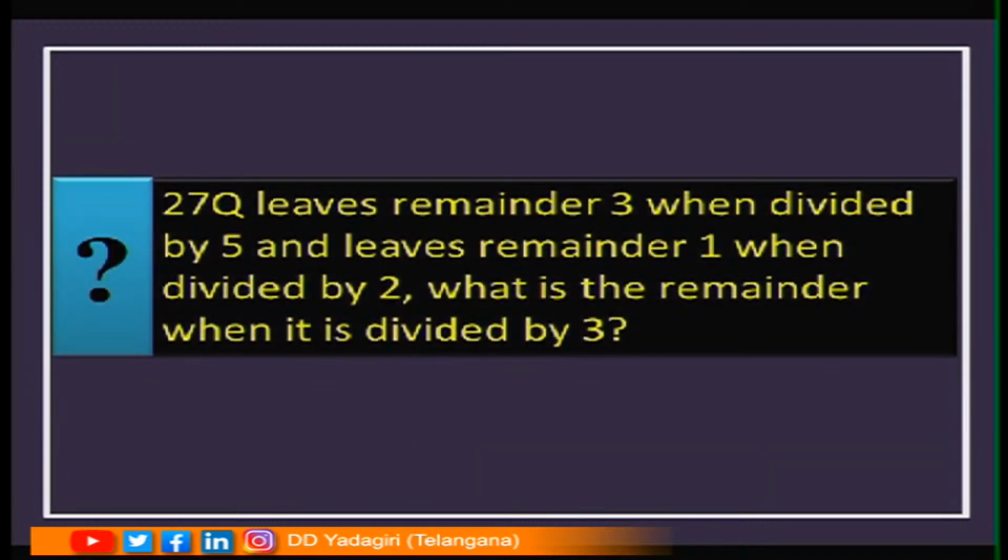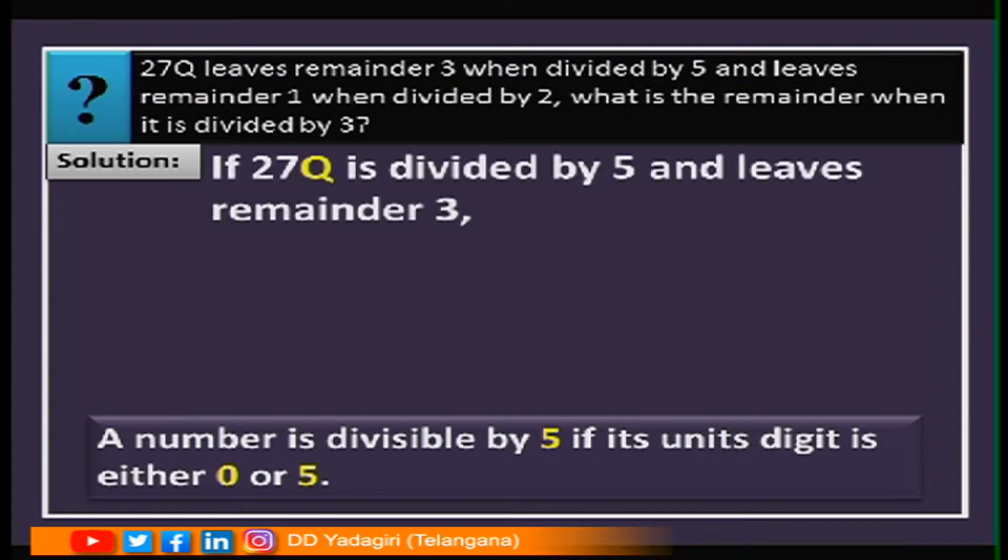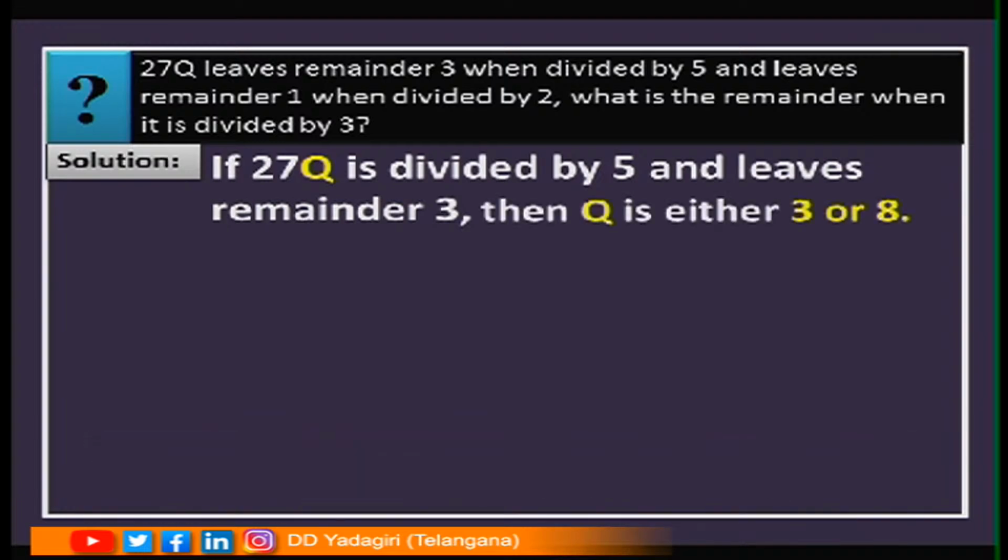Let us move on to our next problem, children. 27q leaves remainder 3 when divided by 5 and leaves remainder 1 when divided by 2. What is the remainder when it is divided by 3? Let us start with the solution. And we have already seen a number is divisible by 5 if its unit digit is either 0 or 5. Hence, when the given number is divided by 5, it is leaving remainder 3. So, what is the value of q, children? Yes, either 3 or 8.